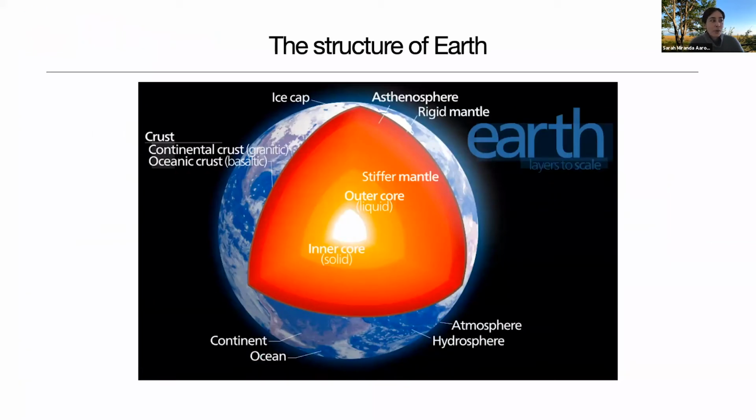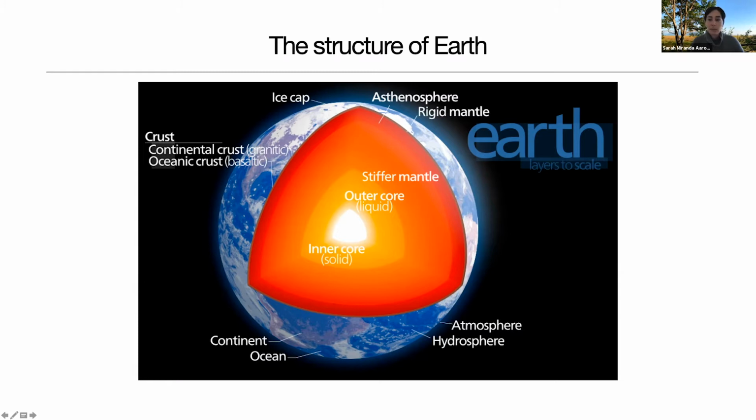Okay, so this is the structure of the Earth, and Earth's interior is layered, and it's got a solid inner core, and we have a stiff mantle, and then everything that we really think about and care about is happening on the surface, so on our crust.